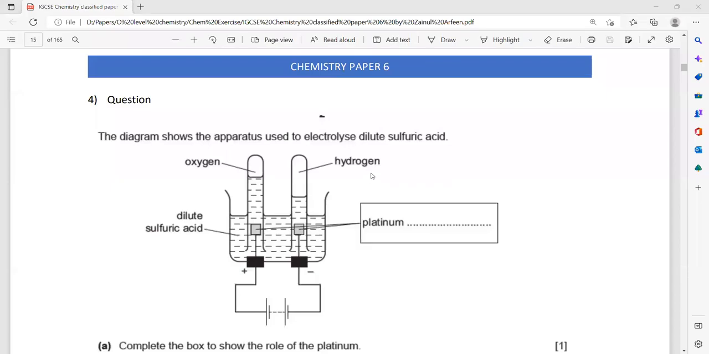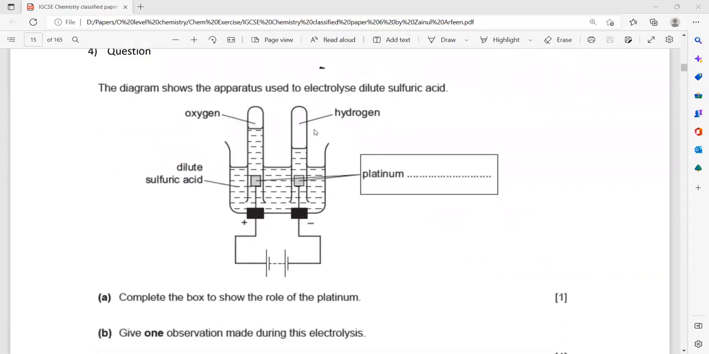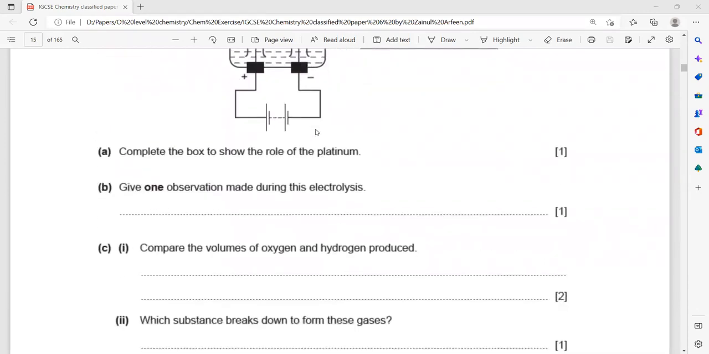The diagram shows the apparatus used to electrolyze the dilute sulfuric acid. You have to label what we call the electrodes. We collect oxygen and hydrogen by electrolysis because whenever we do electrolysis of dilute or concentrated sulfuric acid, H and OH ions are always moving, so oxygen and hydrogen are there.